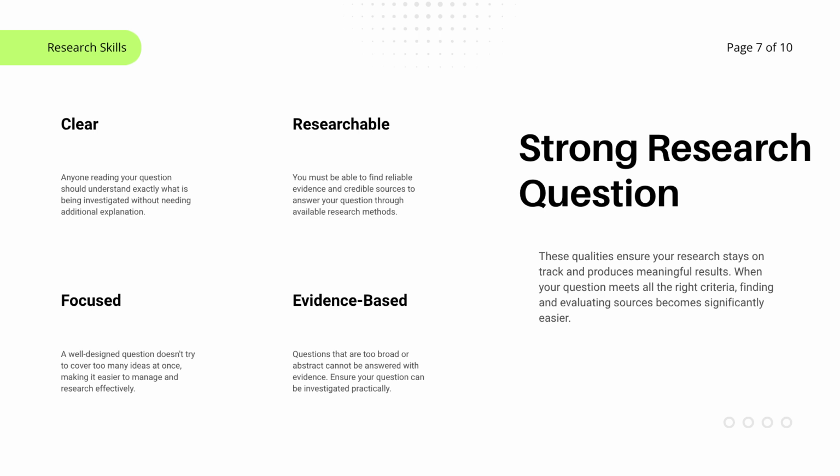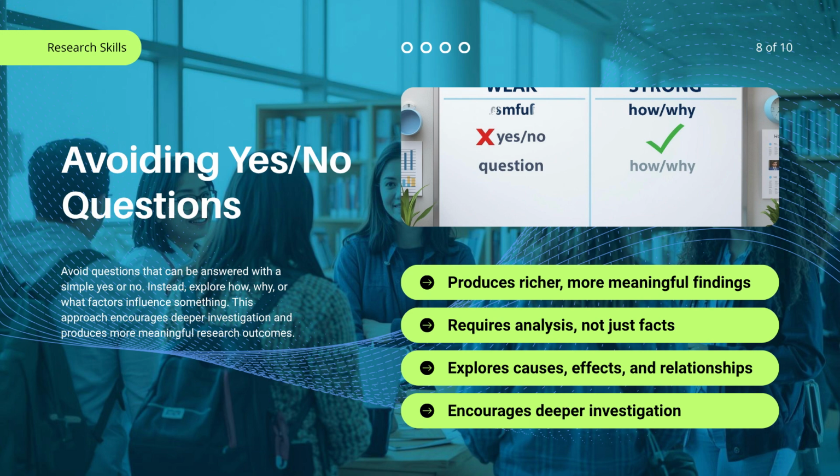Another useful tip is to avoid questions that can be answered with a simple yes or no. Research questions usually work best when they explore how, why, or what factors influence something. For example, instead of asking, does social media affect students? You might ask, how does social media influence the study habits of secondary school students? This kind of question encourages deeper investigation.